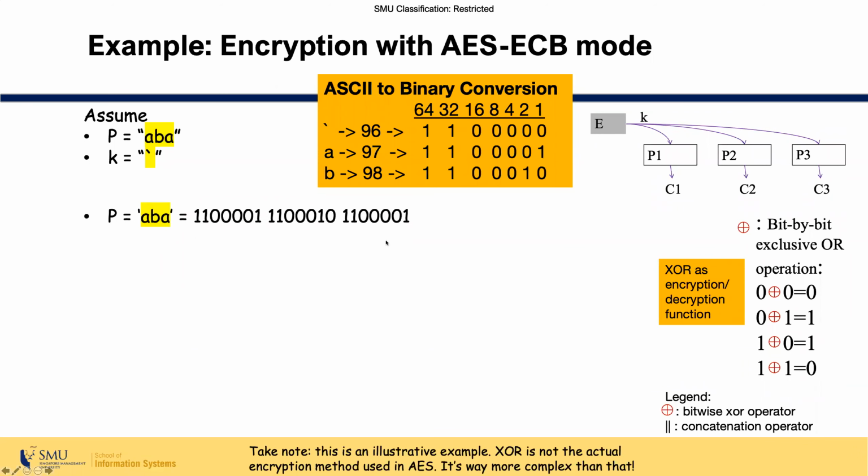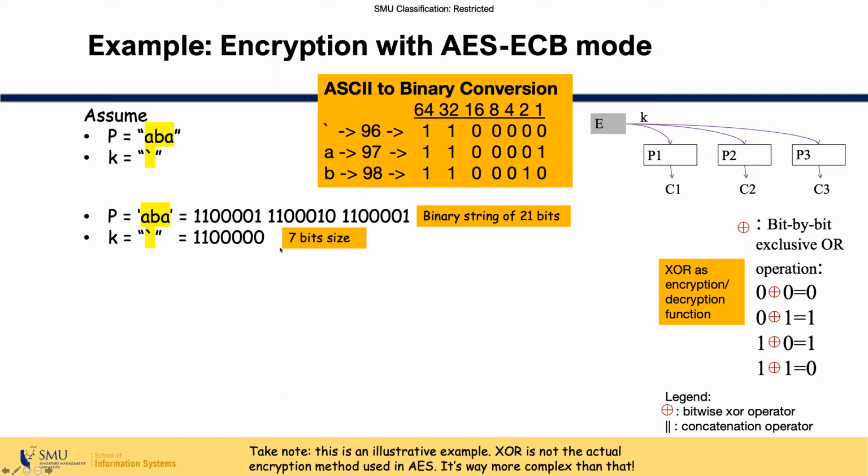So you end up with the plain text message ABA, which is in this binary string format. And it has the size of 21 bits. Each ASCII character has 7 bits. And since you have 3 characters, it will be 21 bits. And the key K, the backtick character, has this binary string, which is the size of 7 bits.